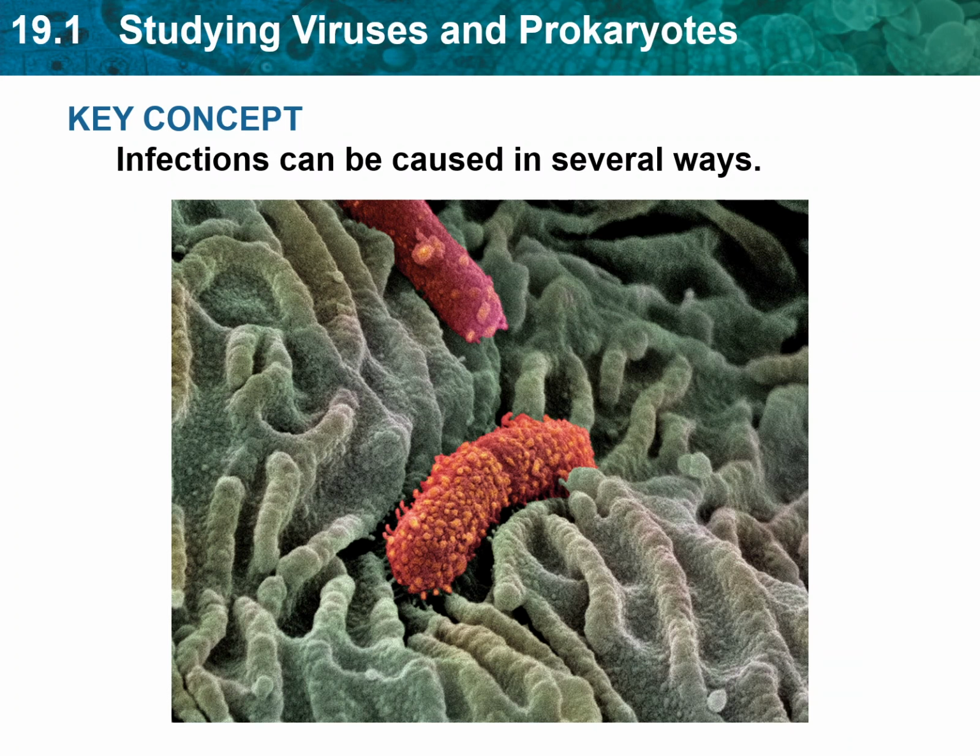This has been Chapter 19, Section 1, Studying Viruses and Prokaryotes. Key concept: Infections can be caused in several ways. Main idea: Viruses, bacteria, viroids, and prions can all cause infection.